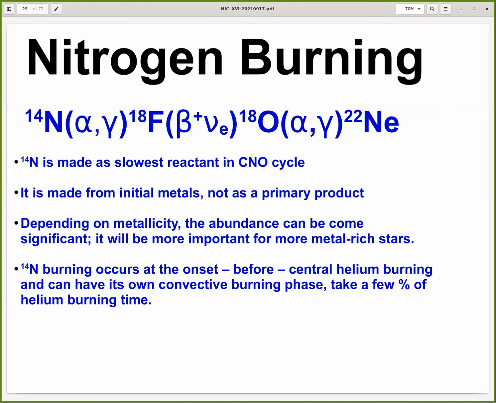But for metal-rich stars, say something that has several times, 10 times the metallicity of the sun, it can develop into its own short burning phase that you can see at the transition between hydrogen burning and helium burning. It might even take up a few percent of the lifetime of the star, or a few percent of the helium burning time of the star, depending on how much of it there is.